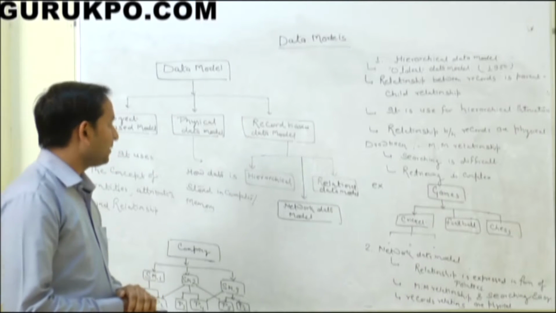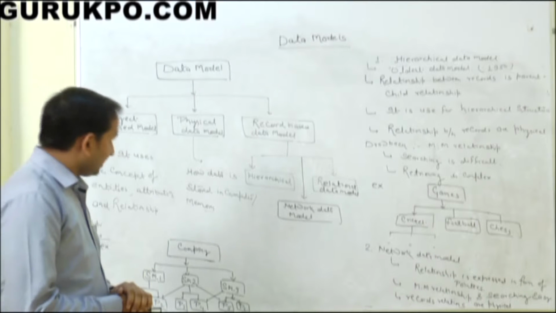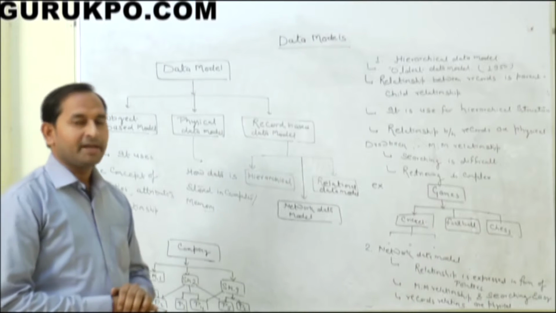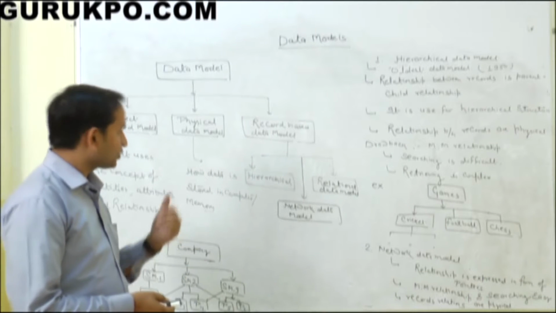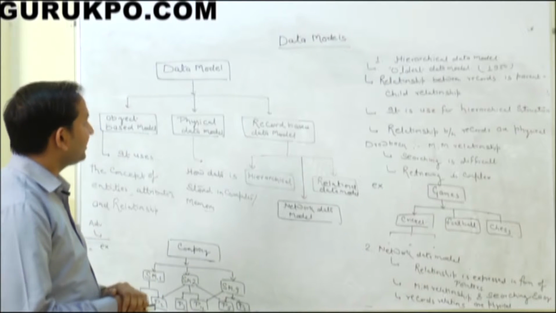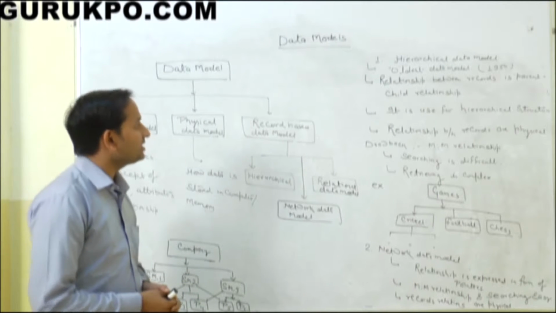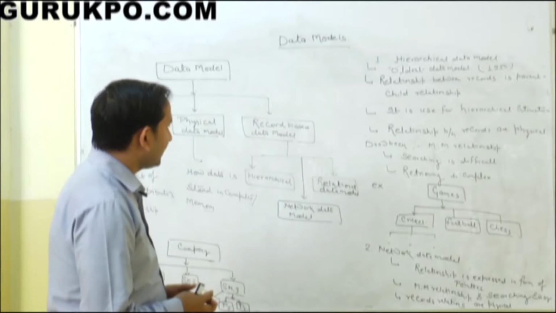Second one, physical data model. Physical data model defines how data is stored in computer or memory. The primary objective is where data is stored and how data is stored. This is the key feature of physical data model. Last one is the record-based data model. It contains hierarchical data model.